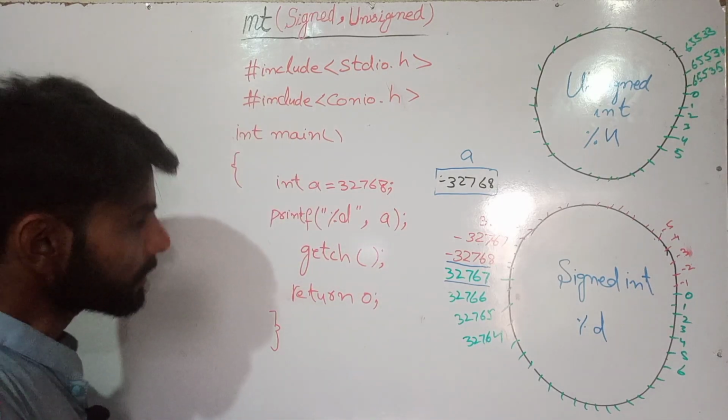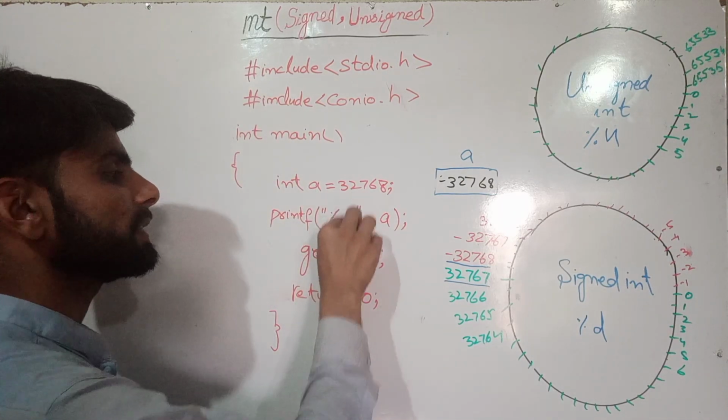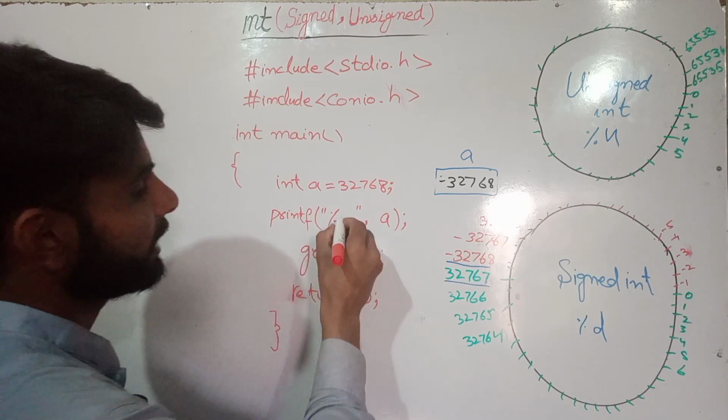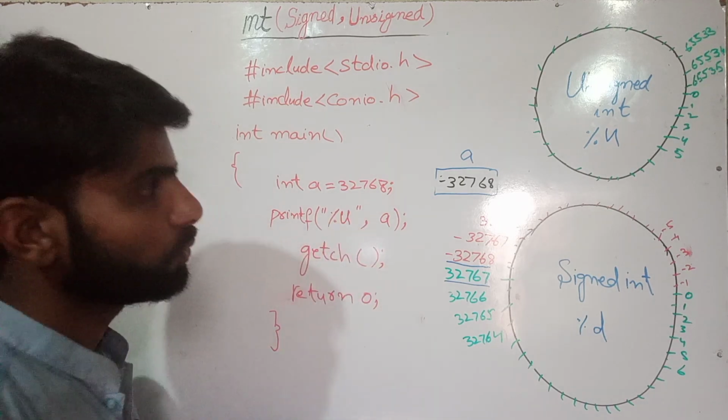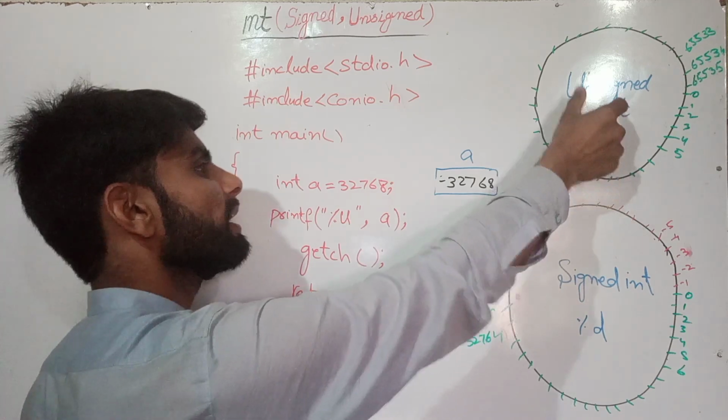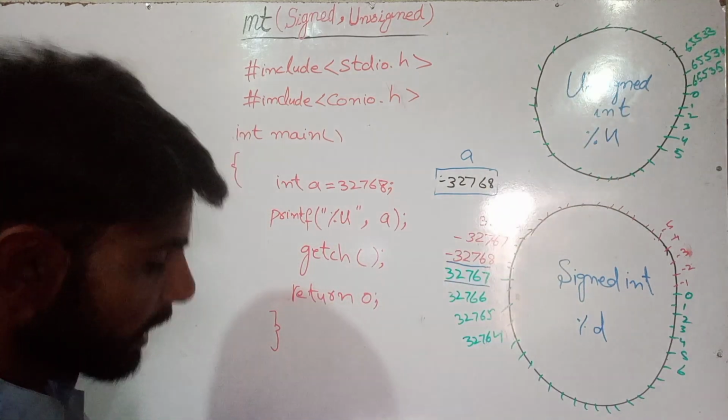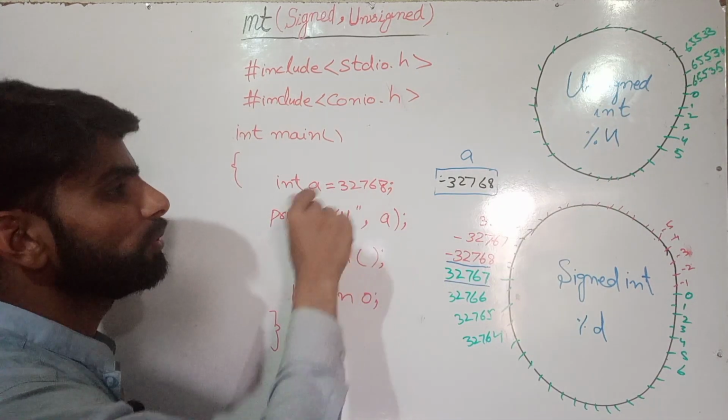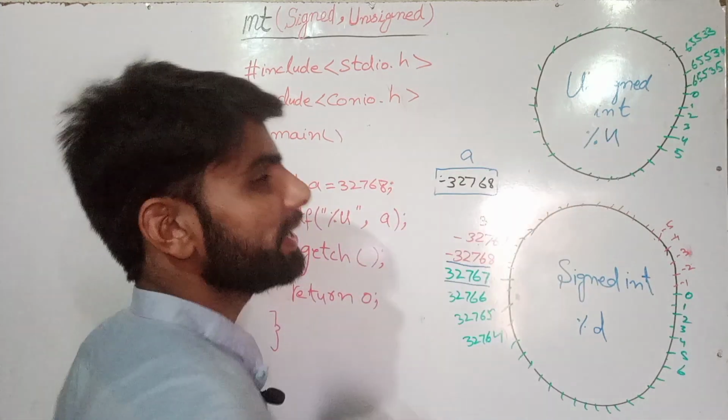So if I change the format specifier here, that prints the values, right? If I write percentage u here, that is the format specifier for unsigned int. Now the compiler will check this value as an unsigned int, right?